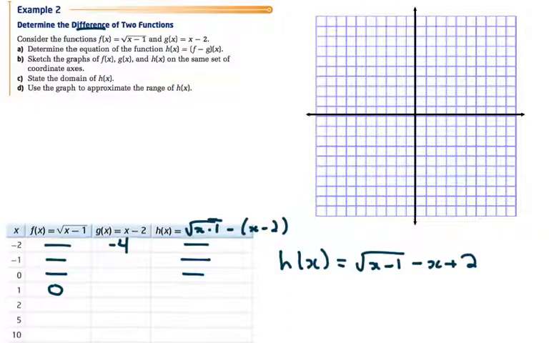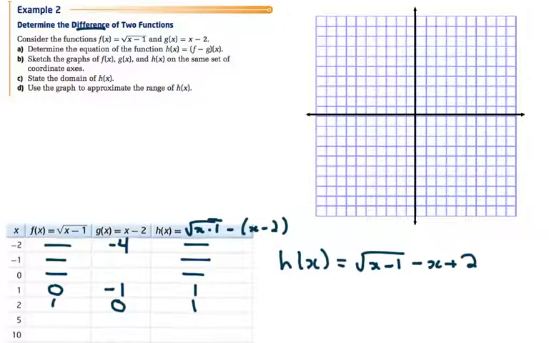Plug in 1 into g, we'll get negative 1. And this is the point that we need to be careful because we're doing f minus g, 0 minus negative 1, which would be 0 plus 1, which would give us 1. Plug in 2 into f, we'll end up with 1. Plug 2 into g, we get 0. 1 minus 0, also 1.